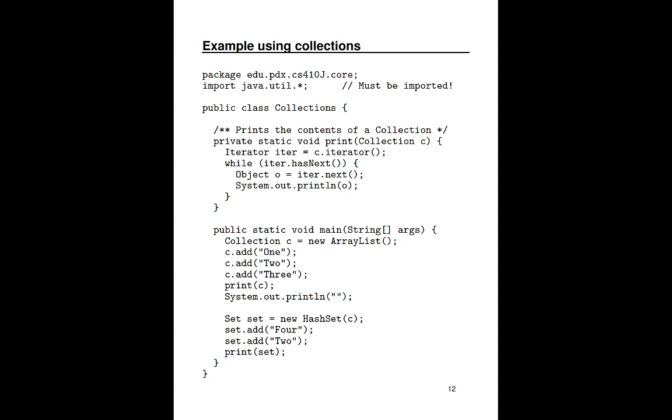Then we'll create a new hash set from the contents of that collection c. So we pass the collection c into our hash set. That constructor will add the contents of that collection c to the newly created hash set, and we'll assign it to a variable called set of type Set. Again, we are reinforcing the fact that the hash set implements the set interface. We could also have typed that as a Collection because a hash set is a collection also. And then we add 2 more values to that hash set. We add the string 4 and we add the string 2. And we'll print that out.